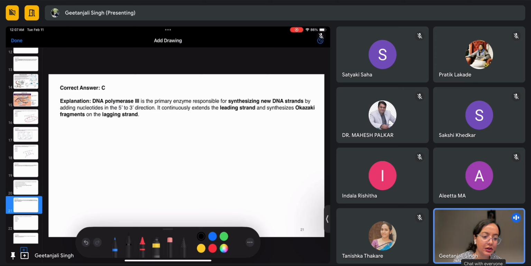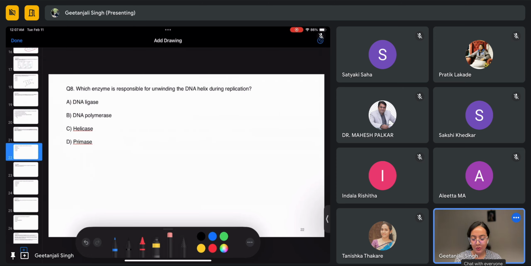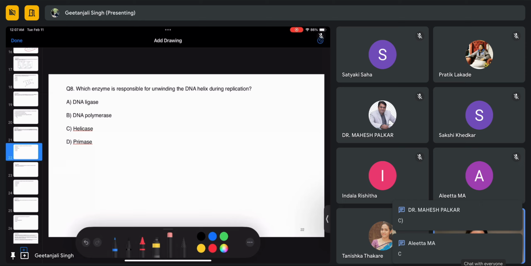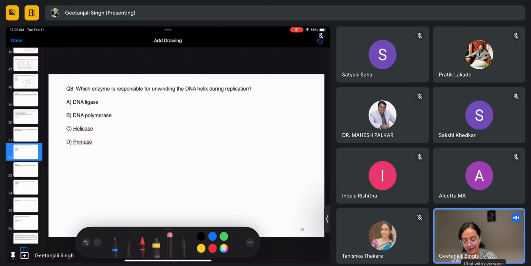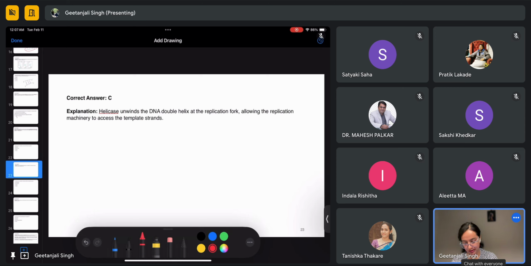Does anyone have doubt with this question? Now let's go to the next question. Which enzyme is responsible for unwinding of DNA helix during replication? A. DNA ligase, B. DNA polymerase, C. Helicase, D. Primase. Yeah, everyone is correct. The right answer is helicase enzyme. So let's go to the next question.